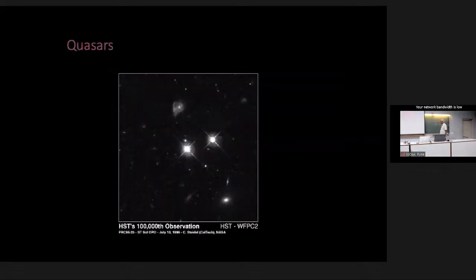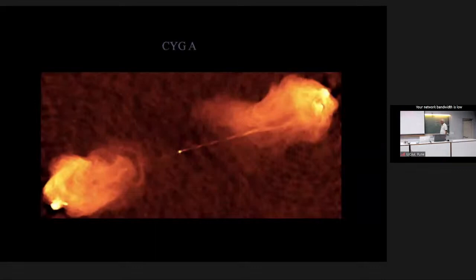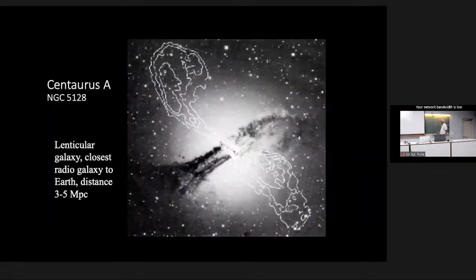Again, this is Centaurus A with the elliptical galaxy. The galaxy has a very giant dust disk, and the jet is perpendicular to the dust. It is the closest radio galaxy to the Earth, at a distance of 3 to 5 megaparsecs.